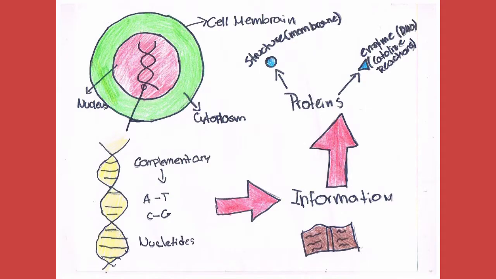So inside the cell there's DNA, which is formed by complementary nucleotides. A is complementary to T and C is complementary to G. They carry the information to produce proteins. There are two types of proteins, the structure protein and enzyme protein.